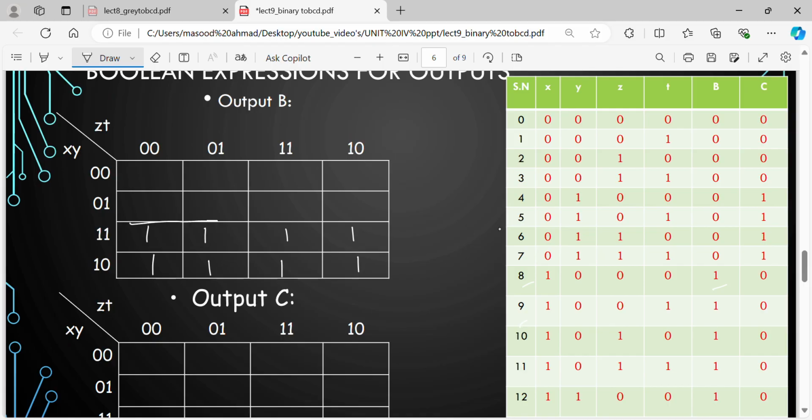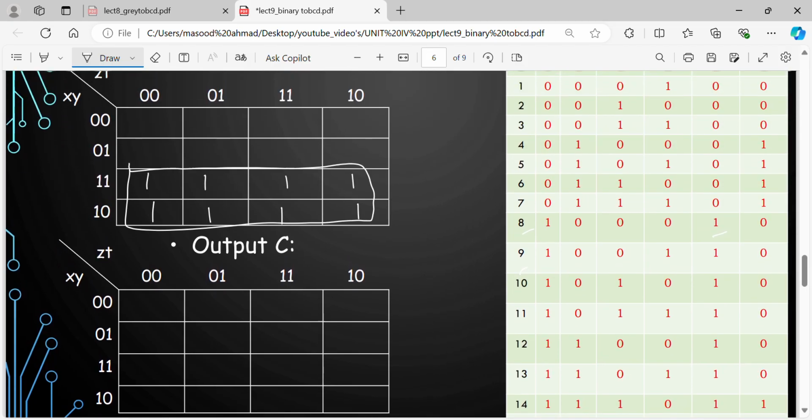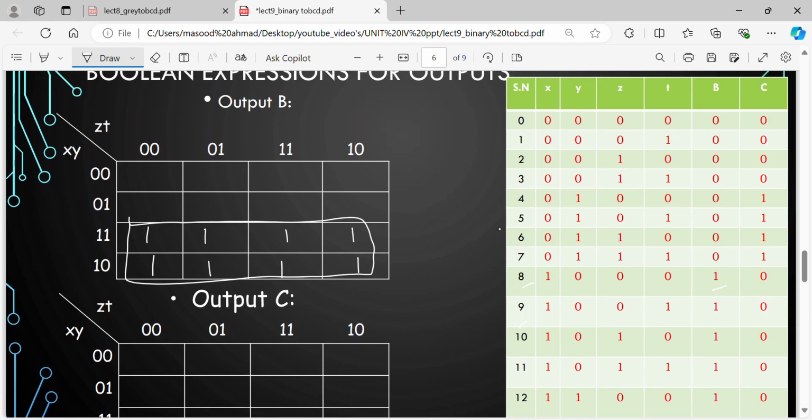So can I make them as a group? Yes, of course we can make them as a group. So what is this expression? B is nothing but, how exactly is B? If you see the B part, is it not x? Yes, it is x. B is the same as x.